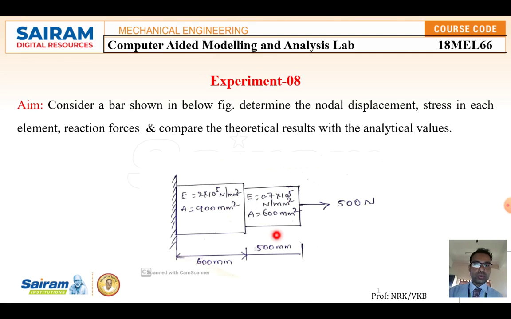Observe that at node number 3 one axial force is acting, that is 500 Newton. The first node is completely fixed and at the third node the axial force is 500 Newton. So that is what you get as the theoretical values: the displacement, stresses and reaction forces.